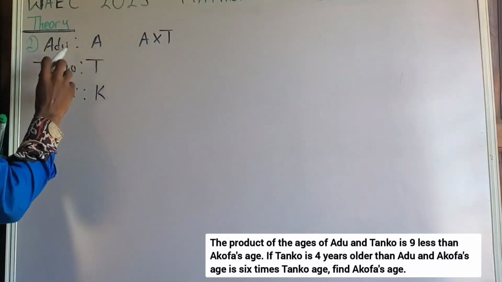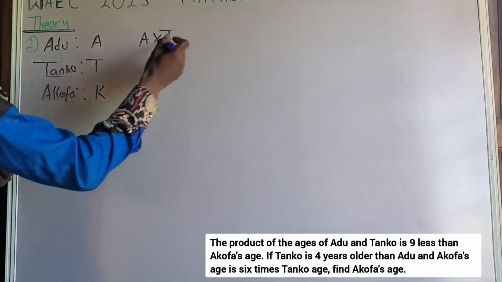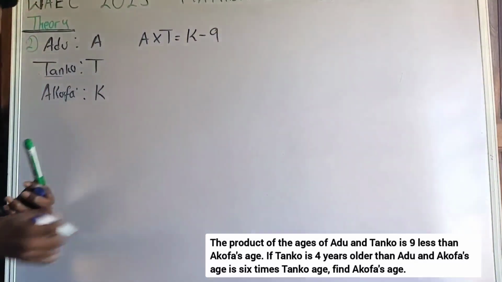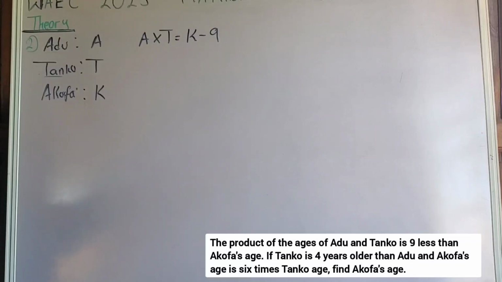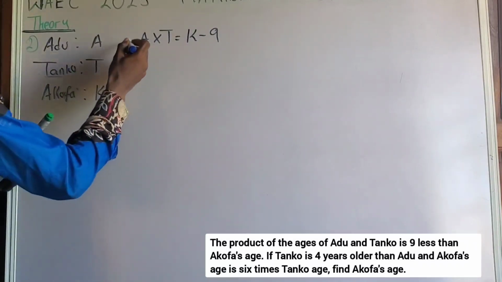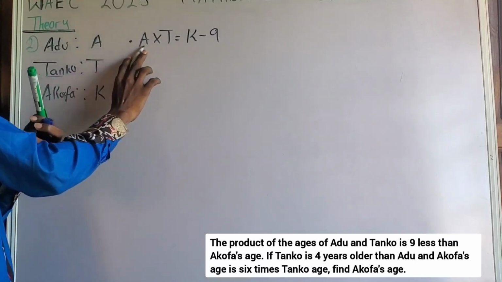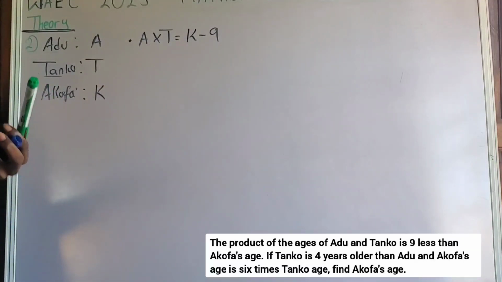That is, the product of the ages of these two is equal to Akofa's age minus 9. Do you get it? So that's it. That's the interpretation of the first statement. Okay, the first statement is here: the product of the ages of Adu and Tanko is 9 less than Akofa's age.